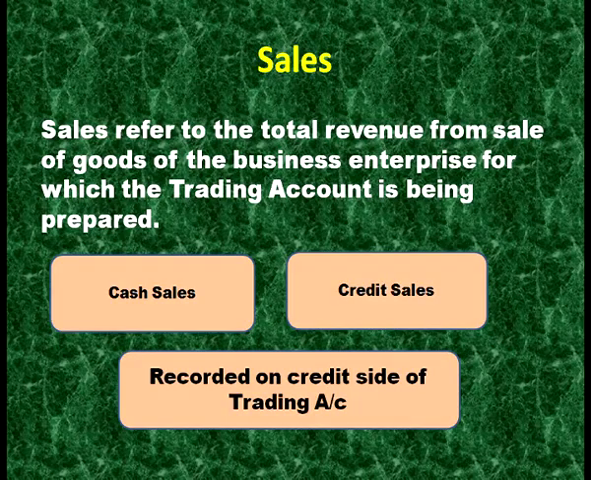Sales refers to the total revenue from the sale of goods of the business enterprise for which the trading account is being prepared. Here also we add both cash sales and credit sales to get the net sales, and it is recorded on the credit side of trading account.